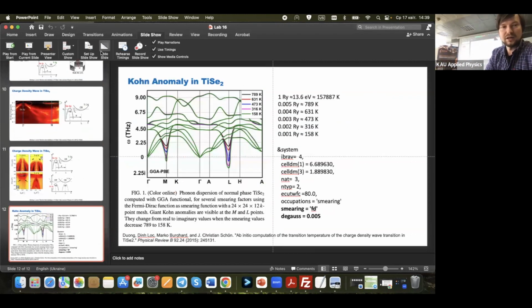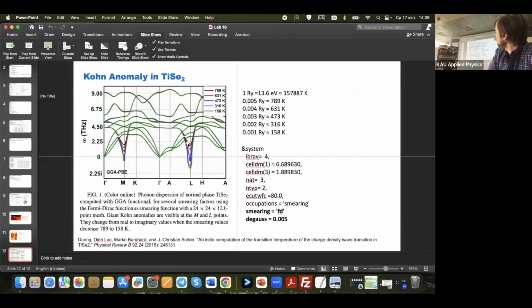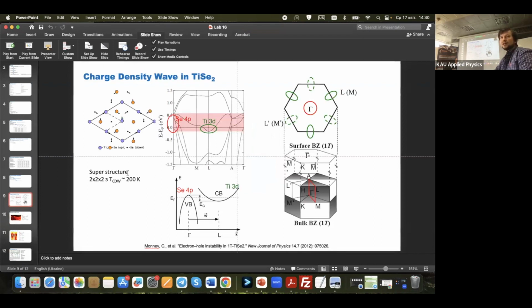And what if we go to this phonon dispersion? What have you seen? You saw that at 0.001 Rydberg degauss, it goes to the minus. And here at 0.005, it was plus. What is a Rydberg? It's the energy of ionization of hydrogen. We can transform it to electron volts and to Kelvin, to temperature. You see that 0.05 Rydberg corresponds to almost 800 Kelvin, but 0.001 corresponds to 158 Kelvin. What happens at this temperature of 200 Kelvin? Charge density wave transition. What does it mean?